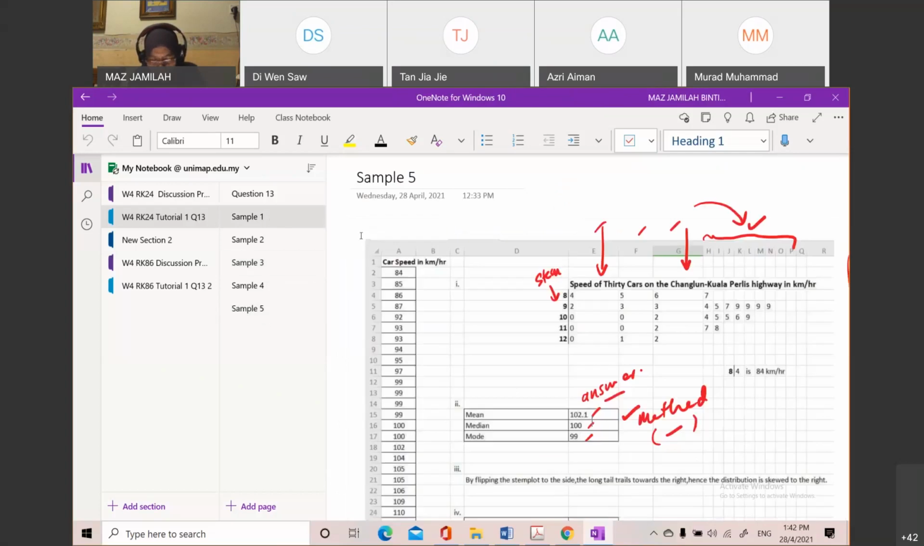What if we were to use the plot? How would we know? How many data do we have? We have 30, right? So what will be the median? The median will be between the 15th and 16th data. So where will that be? If you were to count, you have 1, 2, 3, 4, 5, 6, 7, 8, 9, 10, 11, 12, 13, 14, 15.